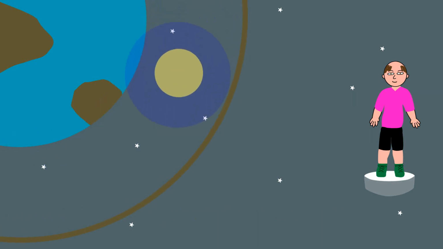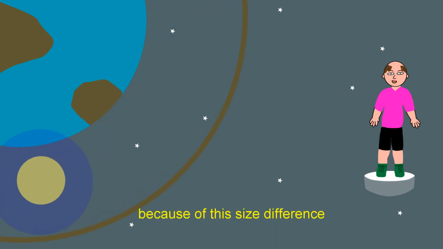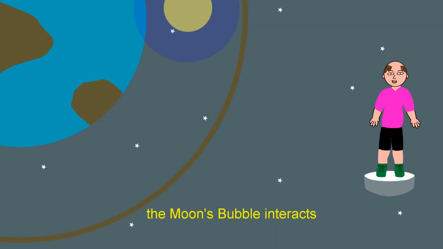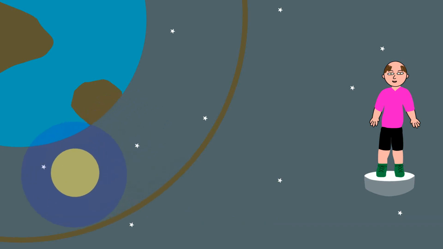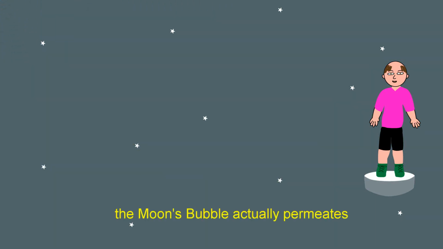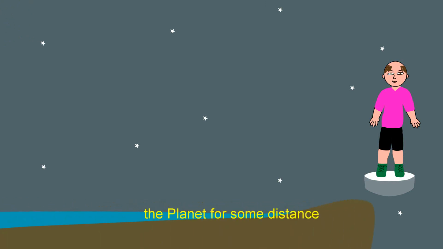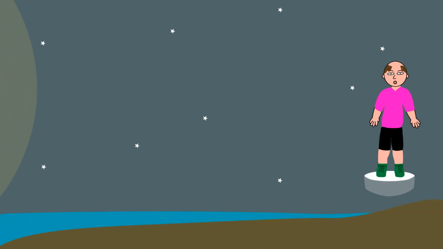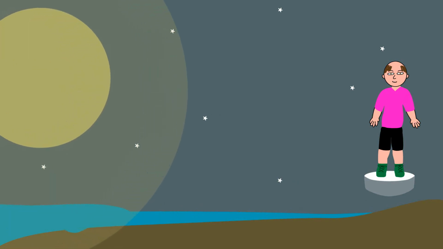compared to the sun. Because of this size difference, the moon's bubble interacts with the planet's bubble, and it interacts with the planet. The moon's bubble actually permeates the planet for some distance. This interaction with the planet is what causes the tides.